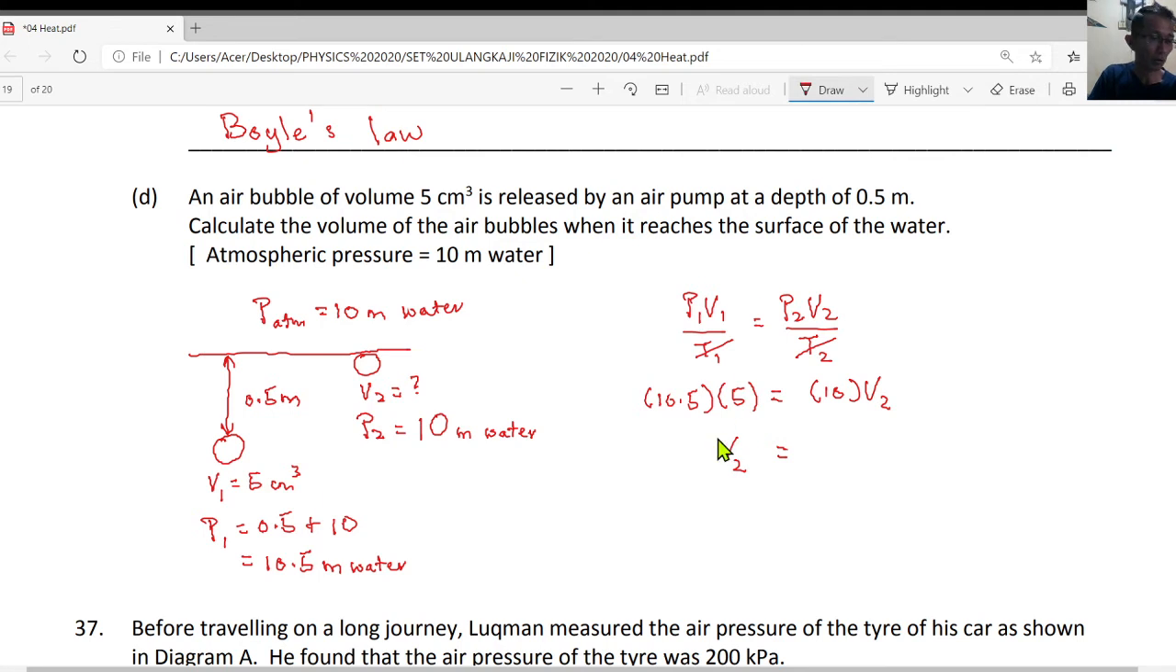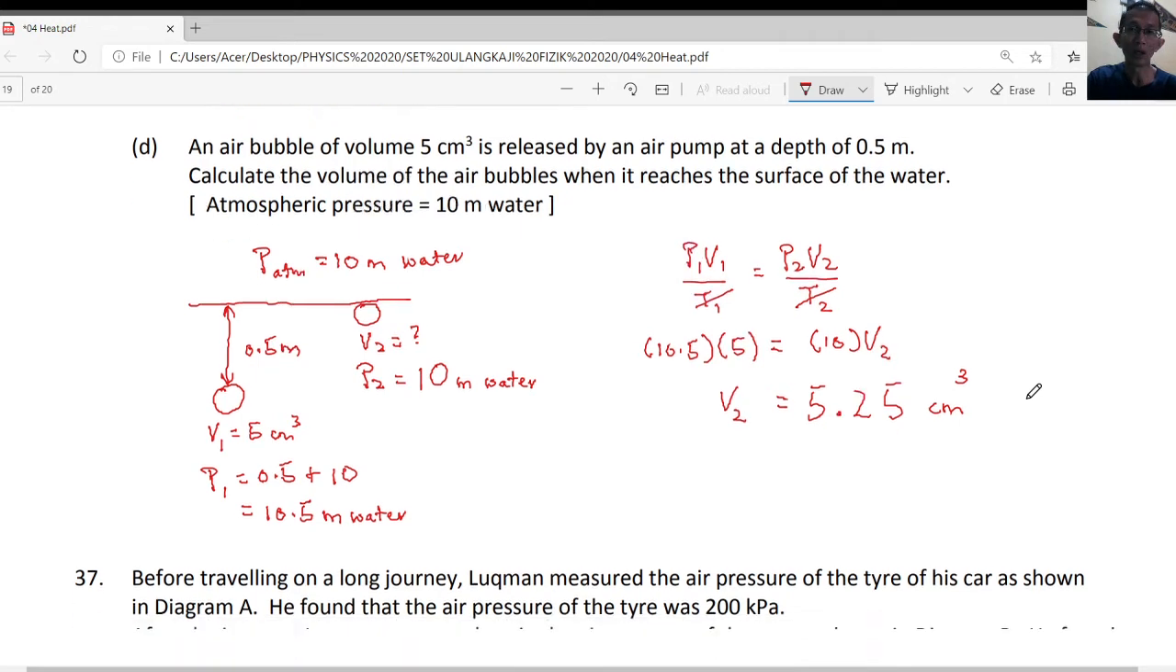So I will rewrite my volume at 0.25 cubic centimeter. Try to follow what we are doing here. We simply use our universal gas law to solve this gas problem. All right, so we go to the last questions.